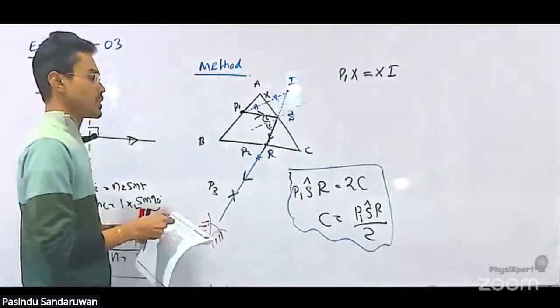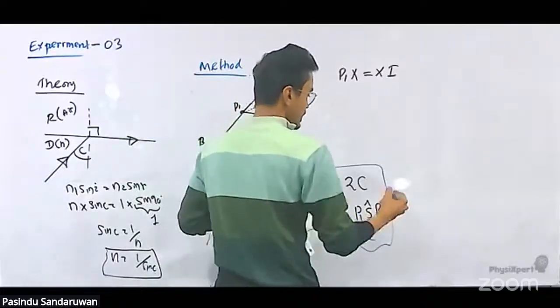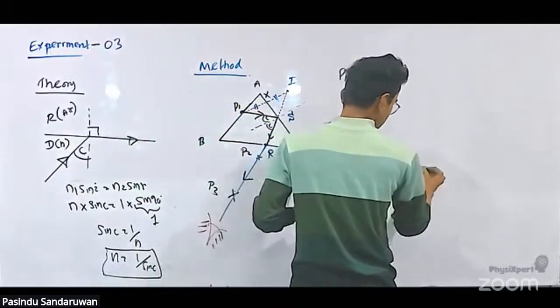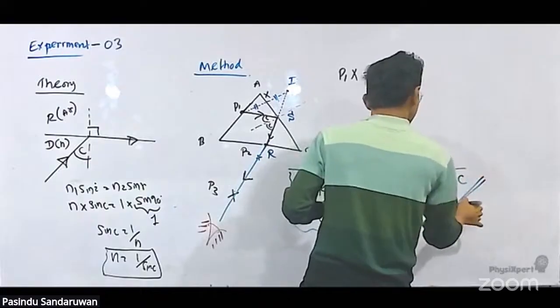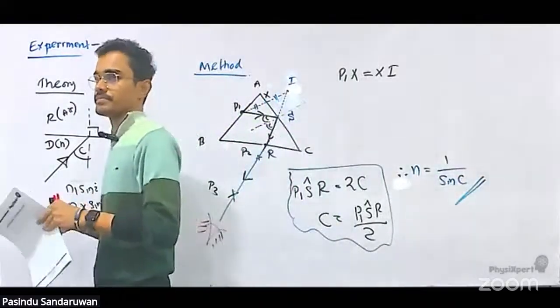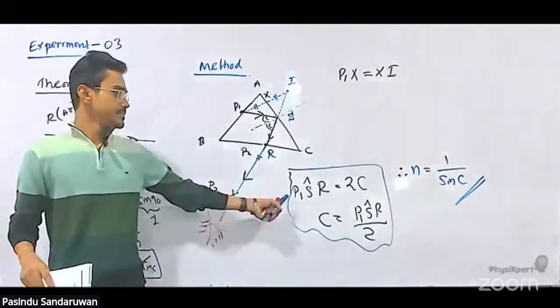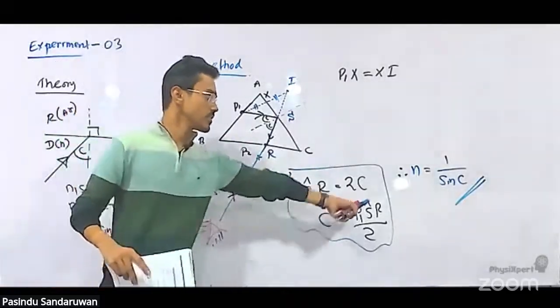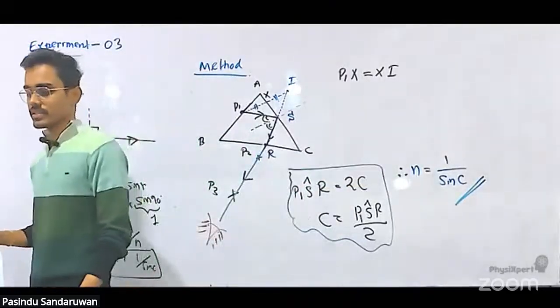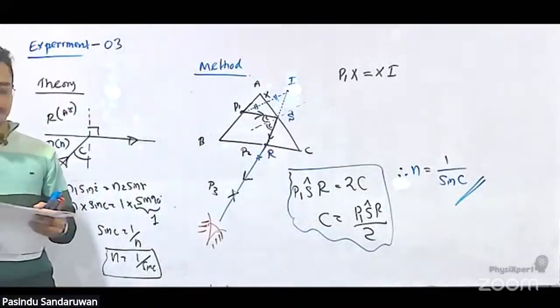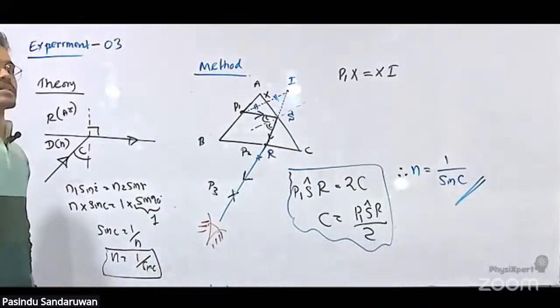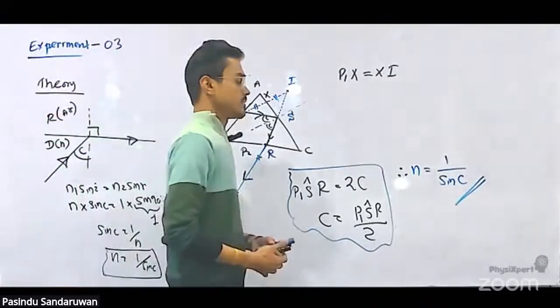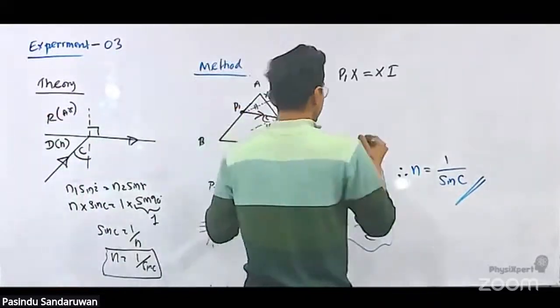Right. Mention this now. From here, C is known. Then, therefore, mention both of them. N equals 1 over sine C. This is 2C, so C is known. N is 1 over sine C. Right? Next, remarks.